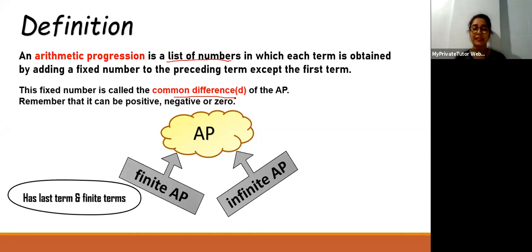So what is a finite AP? It has a last term, like 1, 2, 3, 4, 5, 6, 7, 8, 9, 10. 10 is the end, and that is the last number, right? And it has finite terms, that is, there are 10 terms in it.